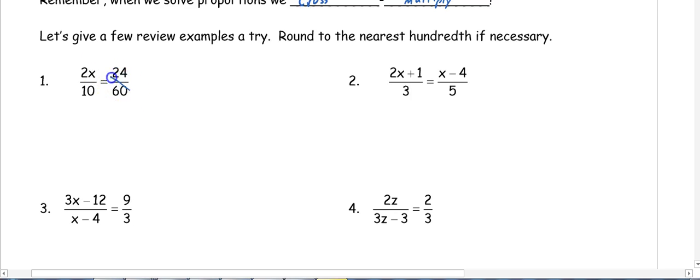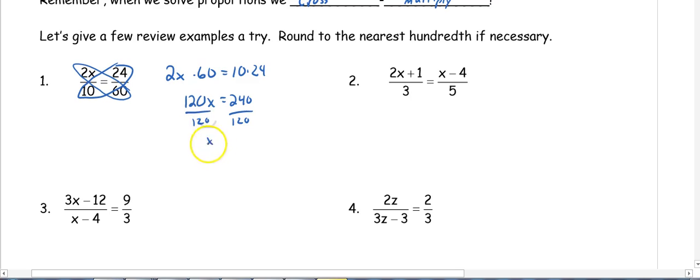So in the first one, we cross multiply. We have 2x times 60 equals 10 times 24. So we get 120x equals 240. Divide by 120 on both sides, so we get x equals 2.